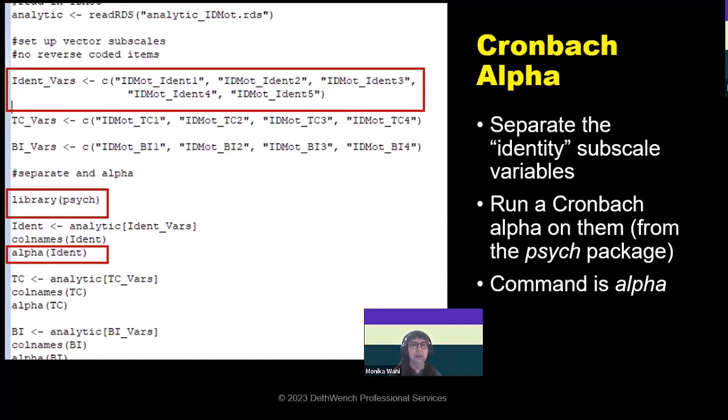So that was the first thing for my customers. You'll see there's three domains under this: ident, TC, and BI, and I really don't remember what they mean, actually. This was years ago. First I was going to try and figure out the Cronbach alpha for each of them, and you'll see here that I'm doing that with the ident. So I picked out from analytic the ident vars, and I'm using the library psych.